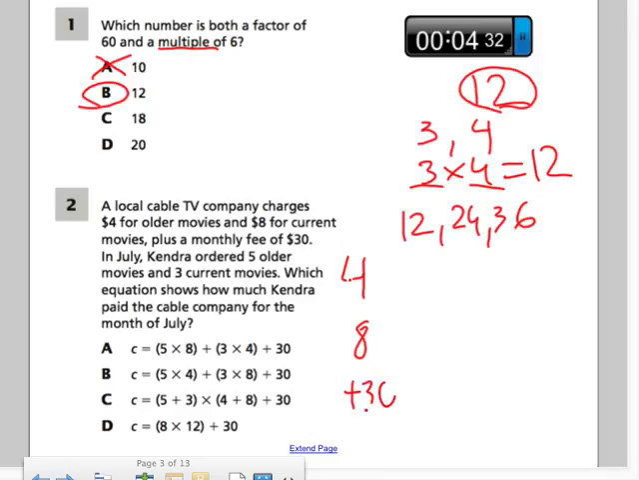In July, Kendra ordered 5 older movies. If they cost 4 for an older movie and she got 5 of them, what math is that? So? Times.